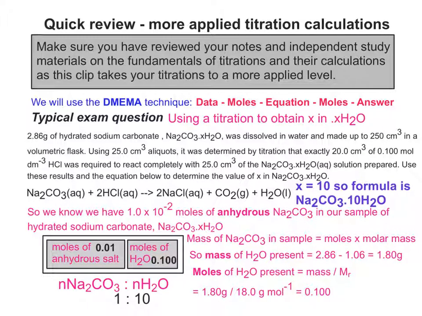Okay, so hopefully this has been a fairly useful extension clip to take you through some more difficult and applied titration style calculations you might come across at A level. It's now worth going and having a look at some exam papers, some past papers, and see if you can seek some of these out, or perhaps look at your textbook and see if you can find some particularly tricky looking examples and see if you can apply some of these ideas across.